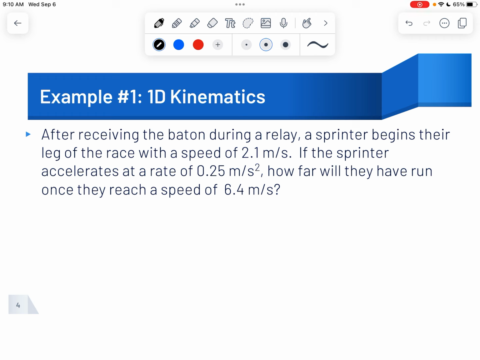So again, key things sticking out to me are that we start our leg with a speed of 2.1, we accelerate at a rate of 0.25 meters per second squared, and ultimately we're trying to figure out how far we go once we reach a final speed of 6.4 meters per second.